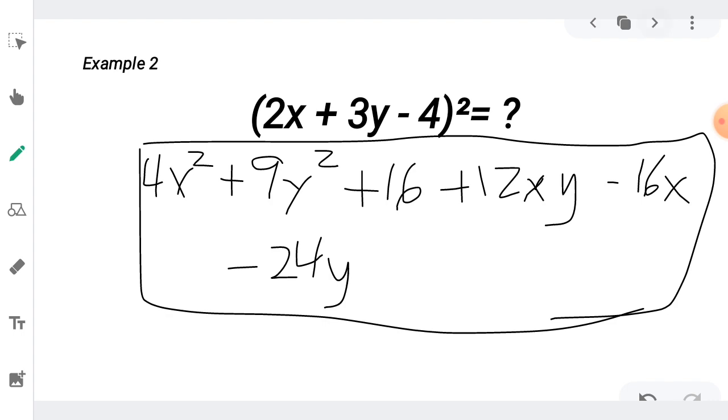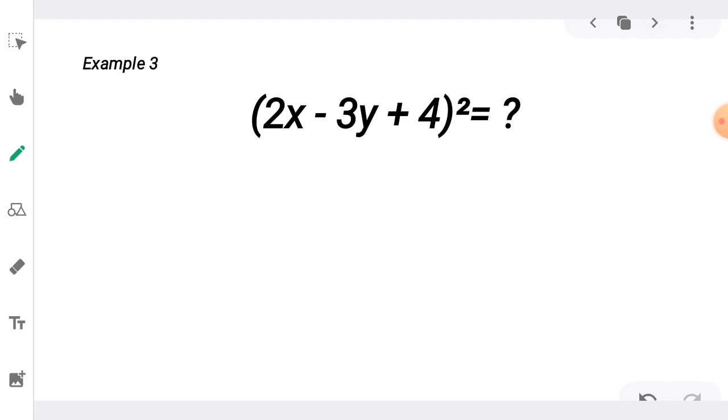So next, example number 3. How about the negative is the middle term? So square the first term. So again, 4x squared. Square the second term, which is negative 3y squared, is positive 9y squared.